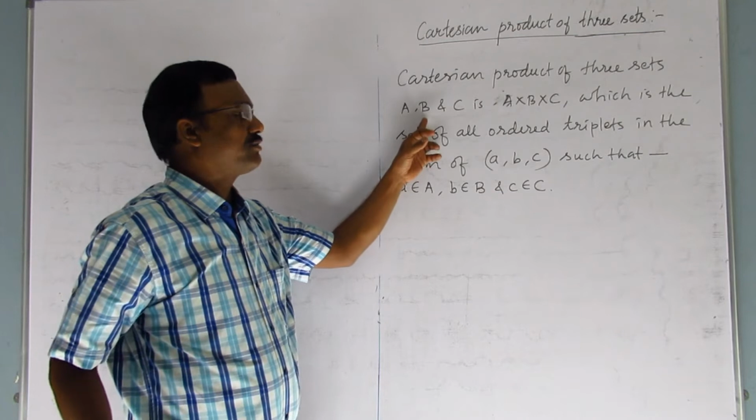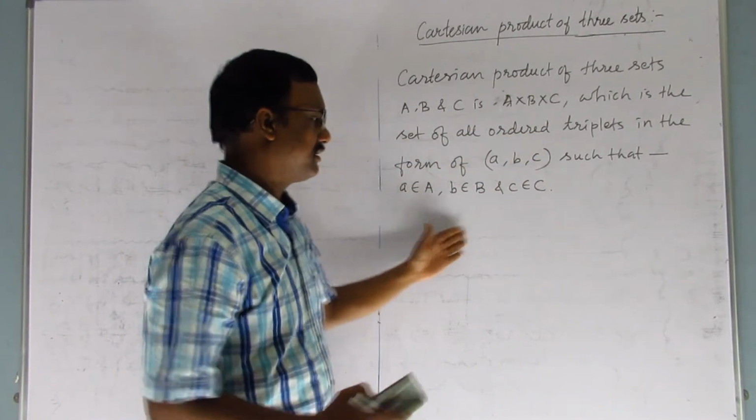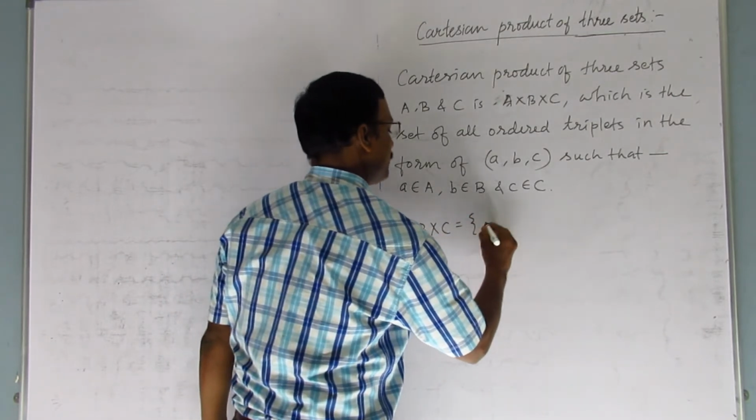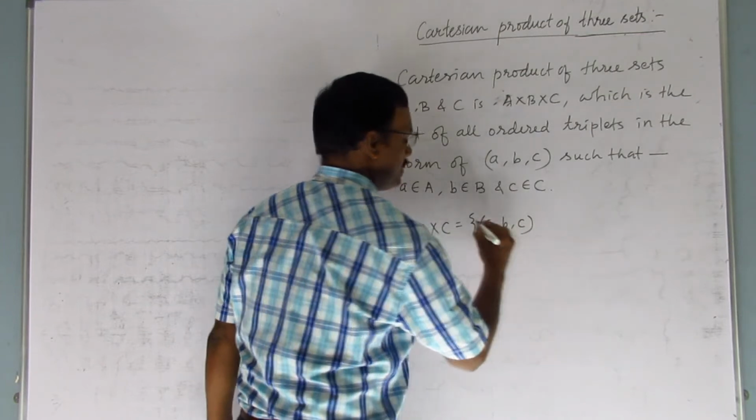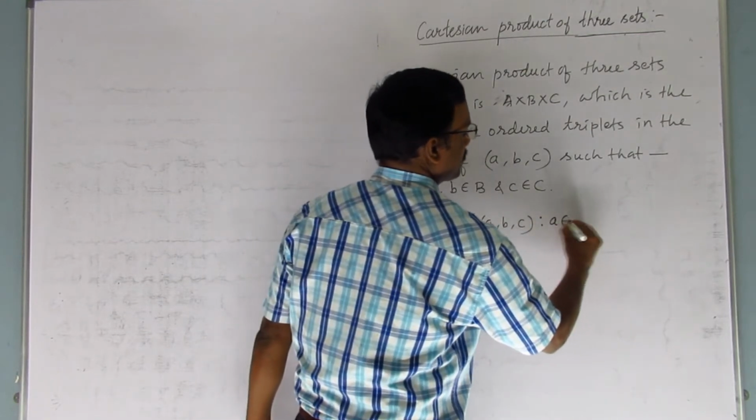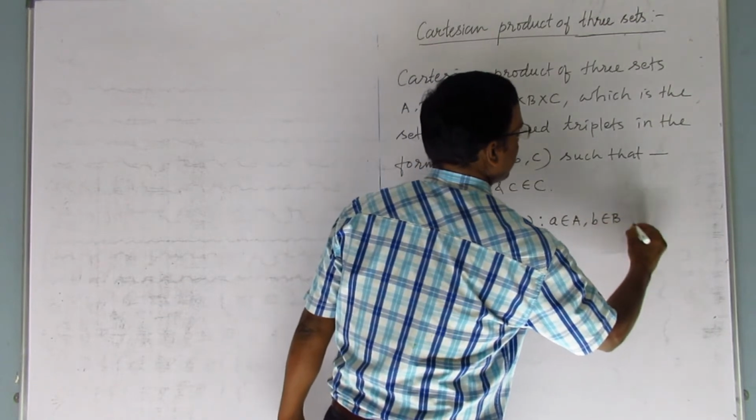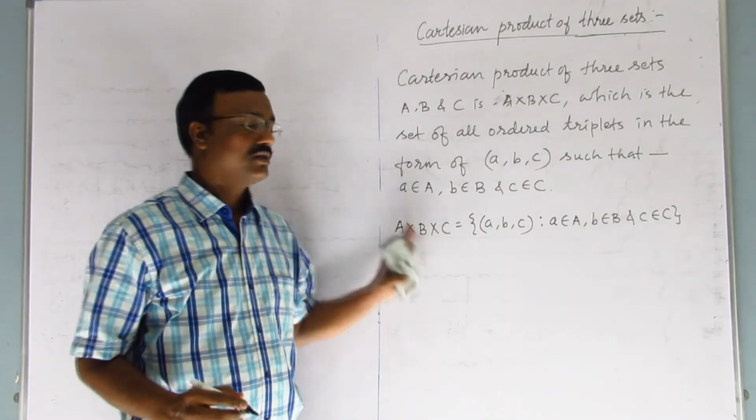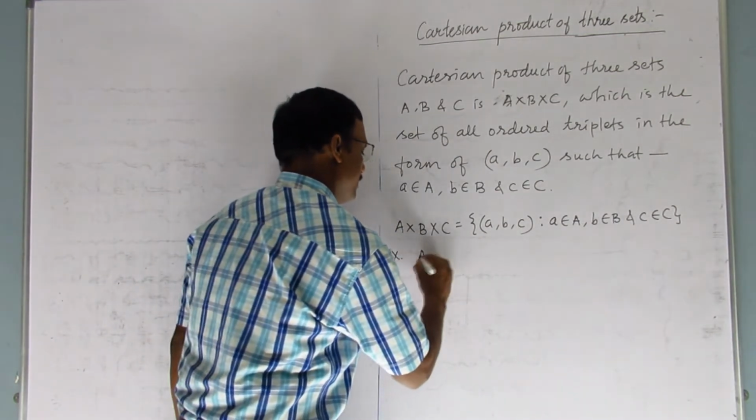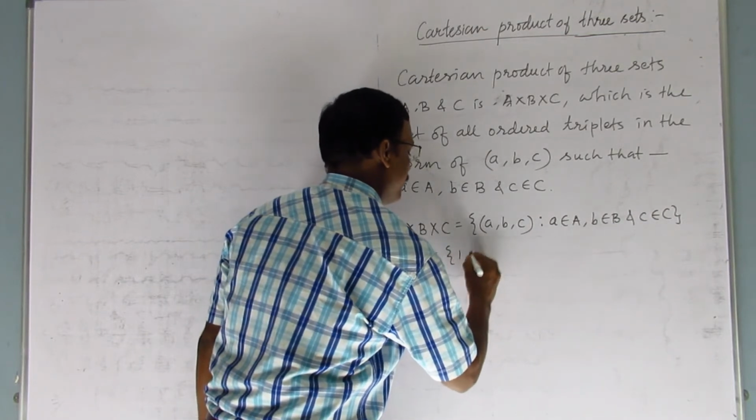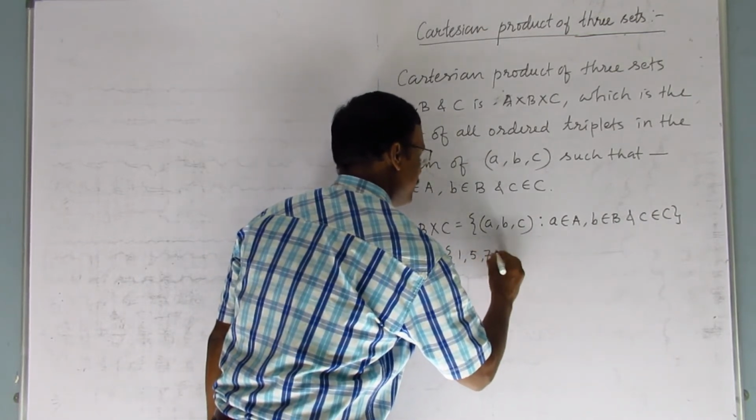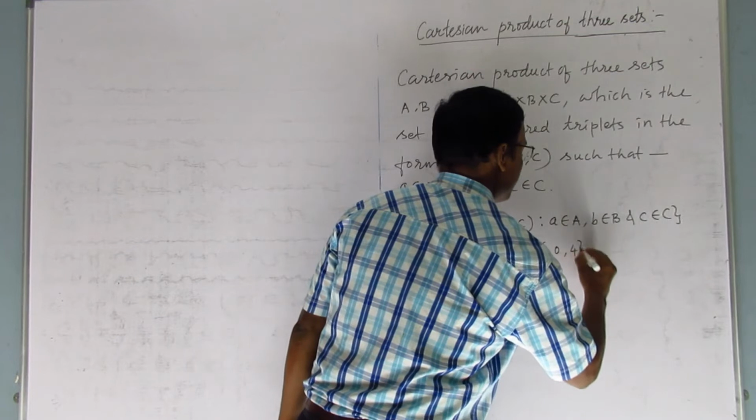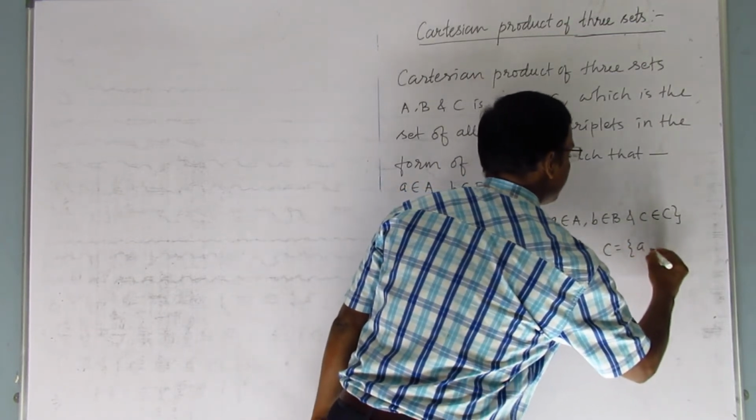So Cartesian product of three sets is written like this. So I will write it again here. So A cross B cross C is the set of all ordered triplets (a, b, c), such that a belongs to A, b belongs to B, and c belongs to C. Okay? So this is the definition of ordered triplet. Let us see one example. So if A is 1, 5, and 7, B is 0, 4, and C is a, b.